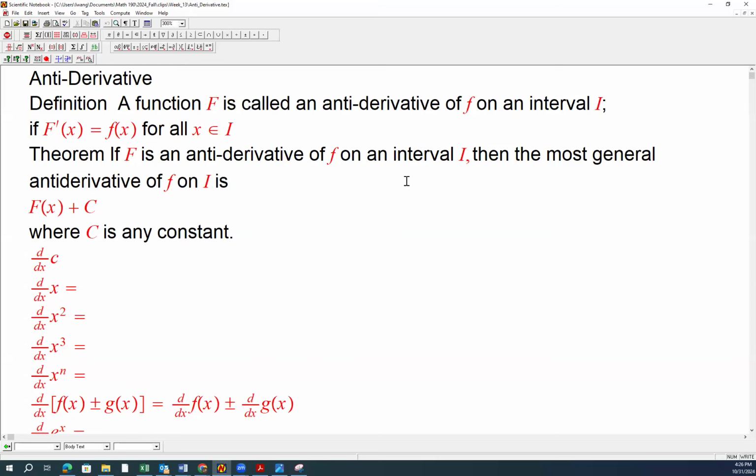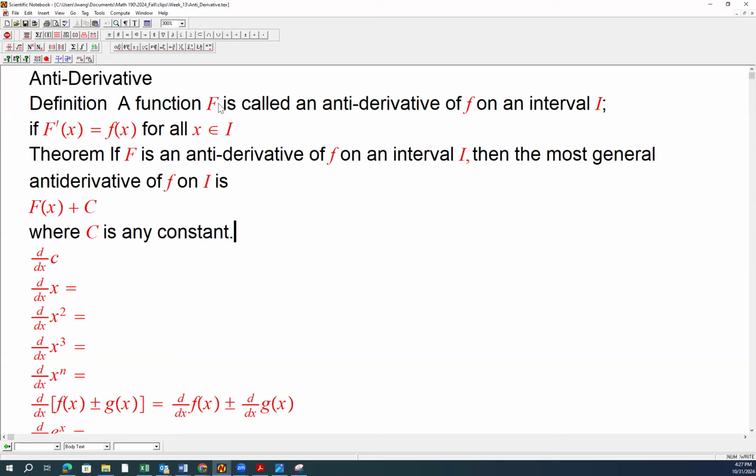Hello, everyone. In this lesson, we're going to introduce antiderivatives, and we're going to go over some examples of how to find an antiderivative. All right, so let's go to the definition.